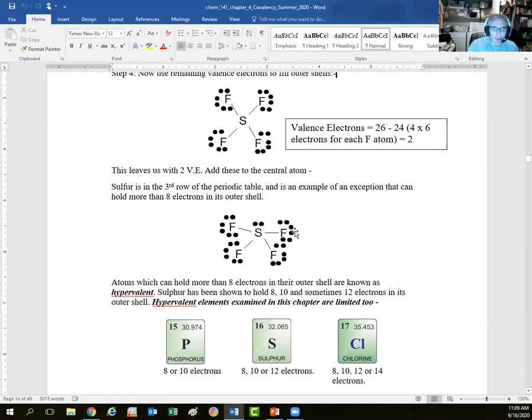This looks like a problem because now the sulfur is breaking the octet rule. We look at the environment around it. We see 2, 4, 6, 8, and the lone pair, 10 electrons. This isn't supposed to happen. Well, sulfur, along with a couple of other elements we'll look at, are what we call hypervalent.